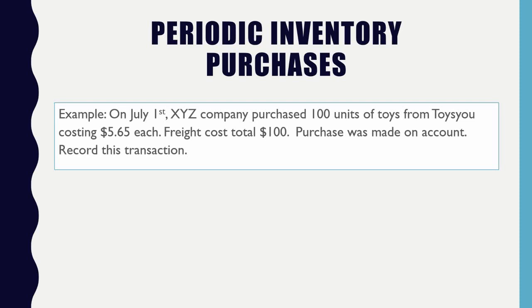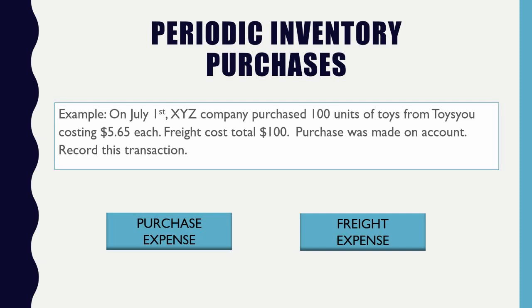So for this class, okay, since there are an infinite amount of costs that are related to purchasing your inventory, right? I'm only going to use two, okay? We're going to be looking at a purchase expense and a freight expense, okay? Now, if you remember from earlier that I've spoken to you, right?